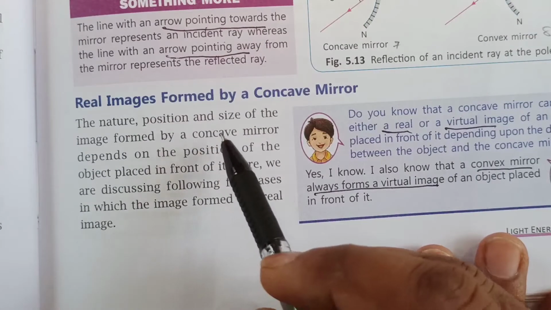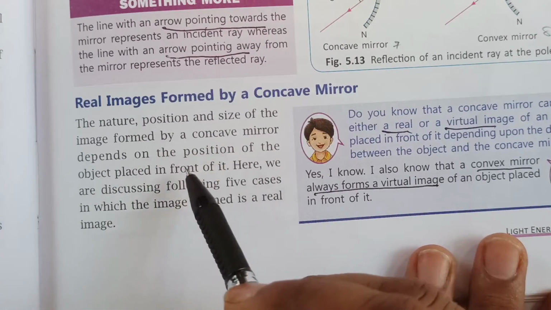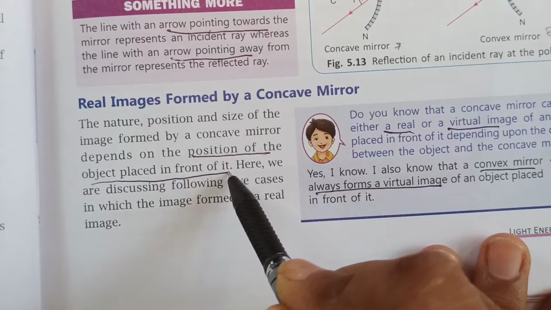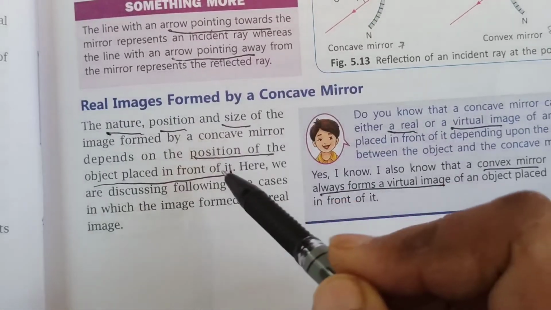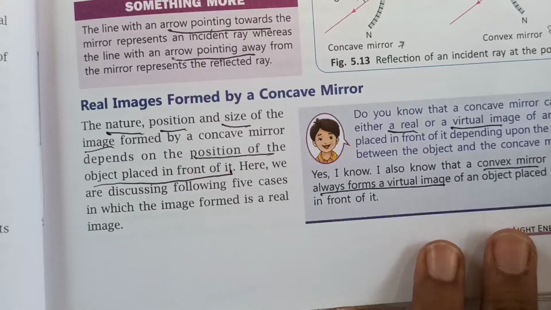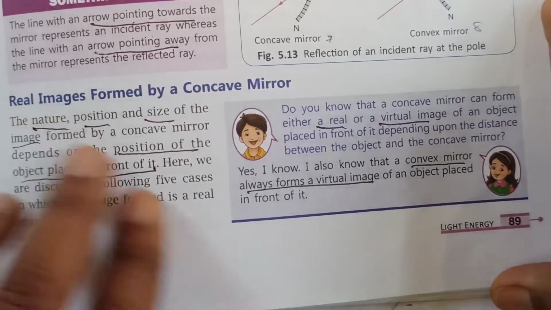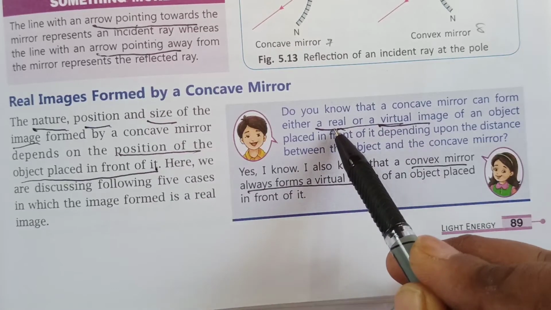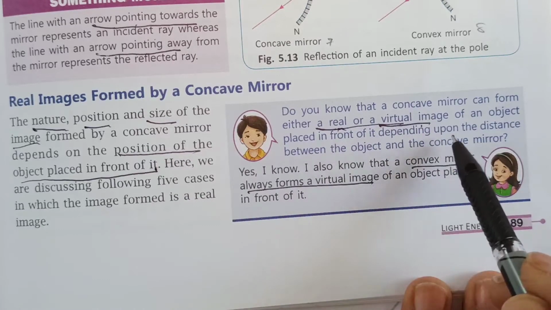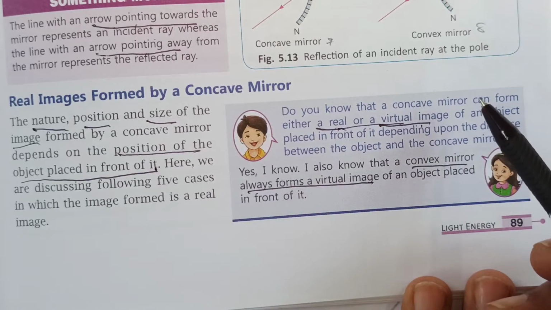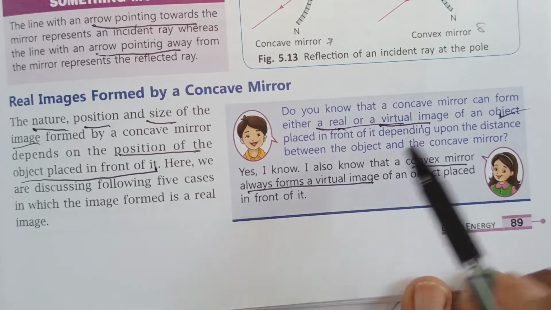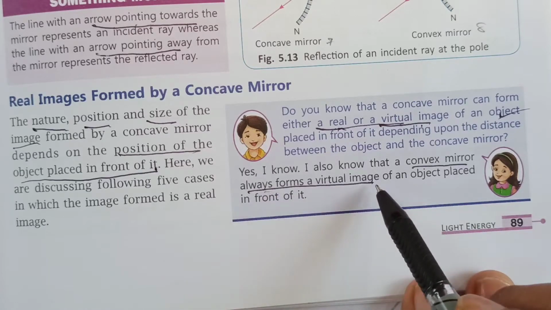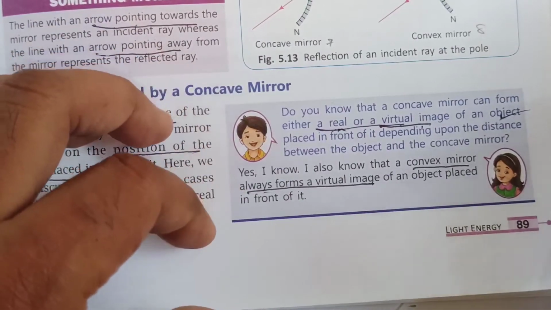Now the nature, position and size of the image found by a concave mirror depend on what? The position of the object placed in front of it. Here some other points are also there. A concave mirror forms both kinds of images, real image and virtual image, depending upon the position of the object from the concave mirror, as mentioned here. But this we will also see in diagrams. But a convex mirror always forms a virtual image. So this is the information given on this page.